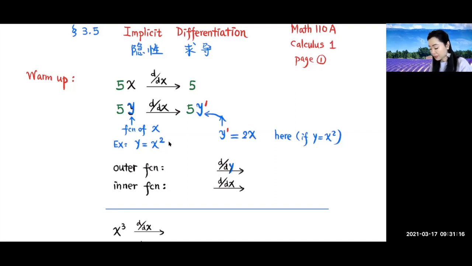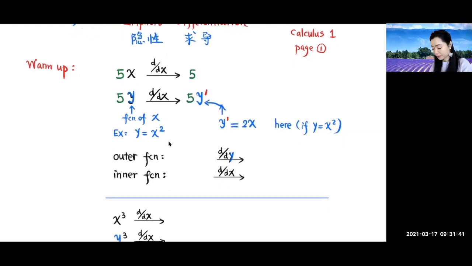Now you see the difference between this one and this one. When you differentiate 5x with respect to x, you get 5. When you differentiate 5y with respect to x, you get 5 times y prime. So when this is a function of x, you will have to multiply this by the derivative of this with respect to x. In this case, it's y prime. Different from x, this is a function of x, so you have this extra y prime over here.